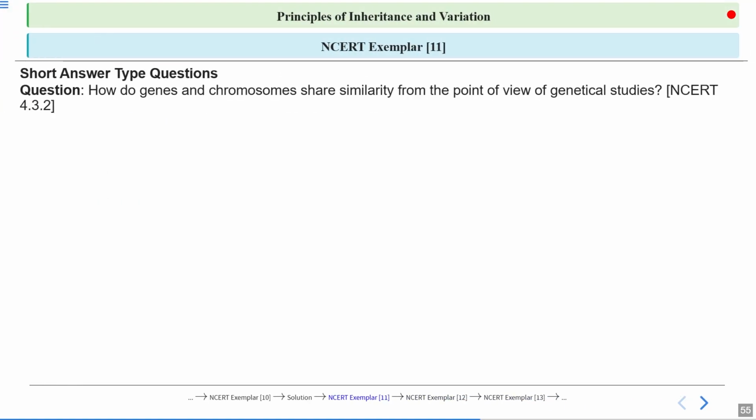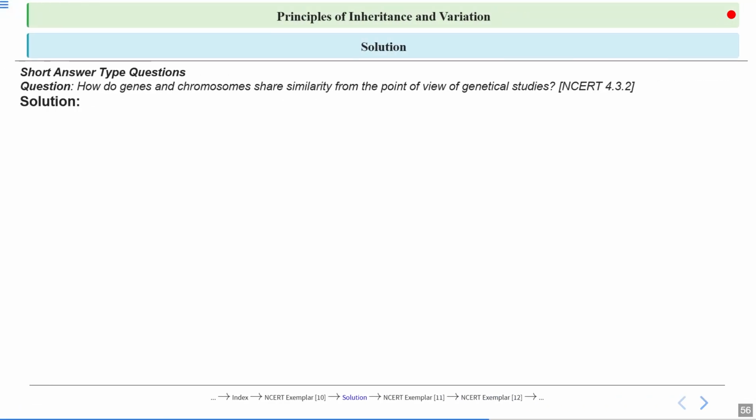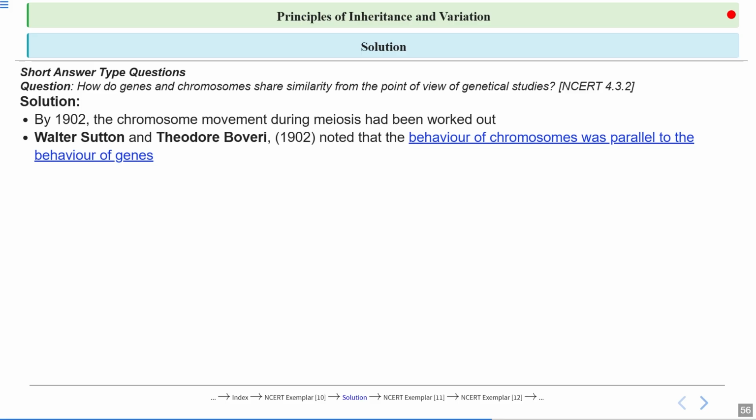Next question: how do genes and chromosomes share similarity from the point of view of genetic studies? What is the similarity between genes and chromosomes from the point of view of genetical studies? By 1902, chromosome movement during meiosis had been worked out. And Sutton and Boveri, in 1902, noticed that the behavior of chromosomes was parallel to the behavior of genes. Both chromosomes and genes behave in a similar manner, parallel to each other.